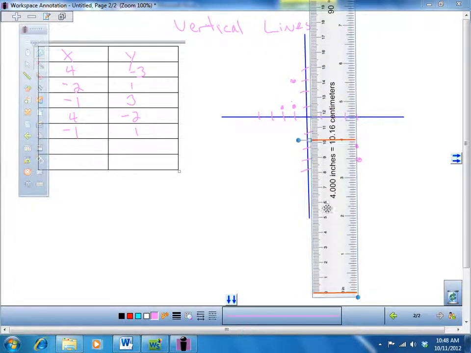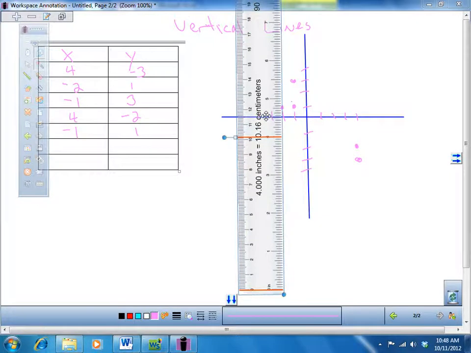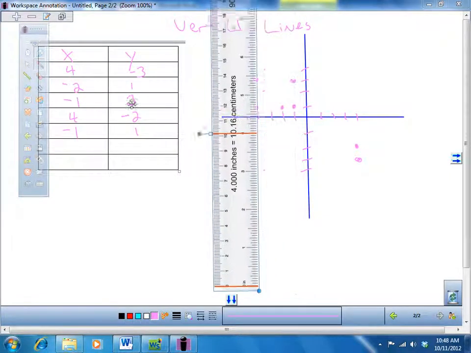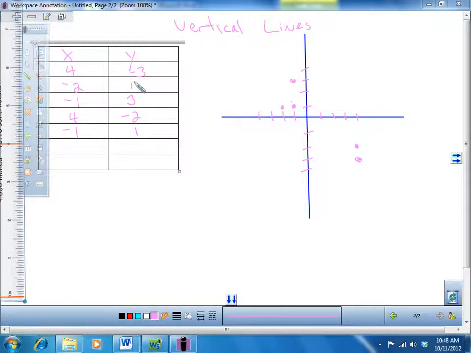Same thing over here. Because it does not pass the vertical line test, this thing is not a function. So that's called the vertical line test. So they will say, is this thing a function? And you say, no, it doesn't pass the vertical line test.